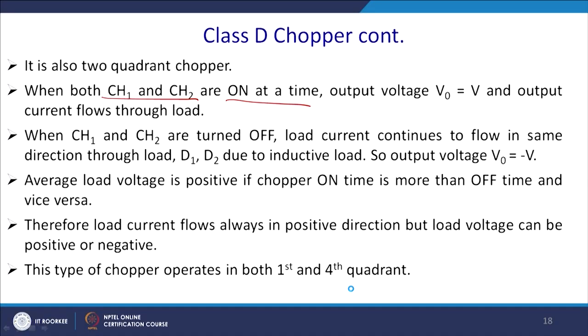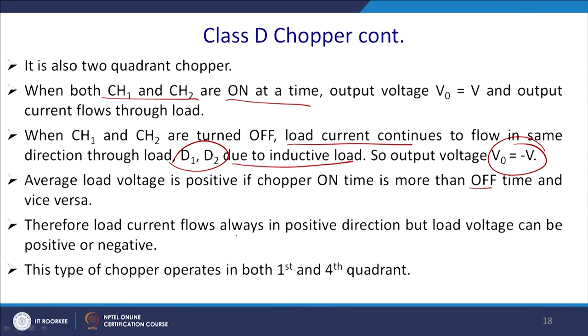When CH1 and CH2 are turned off, the load current is assumed to be continuous, so it has a high torque to deliver and continues to flow in the same direction through diodes D1, D2 due to the inductive load, and this output voltage becomes minus V. The average load voltage is positive if the chopper on time is more than the T off time, and vice versa. So, if T on is more than T off, then it is a forward motoring mode. If T off is more than T on, it is a reverse motoring mode. Therefore, load current always flows in a positive direction, but the load voltage changes between positive and negative polarity.